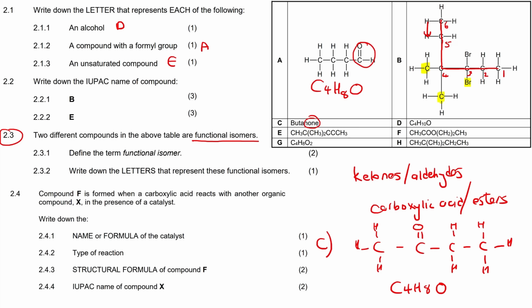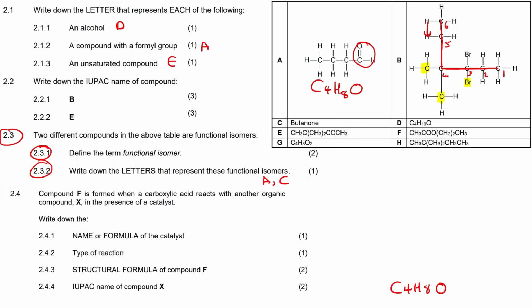So maybe Kevin should read the question. First question, define the term. And then for this one, write down the letters. Okay, so we can actually just fill in the letters. It's A and then C. And then what is the term functional isomer? Well, let me explain. I will go get the definition now, but let me just explain.